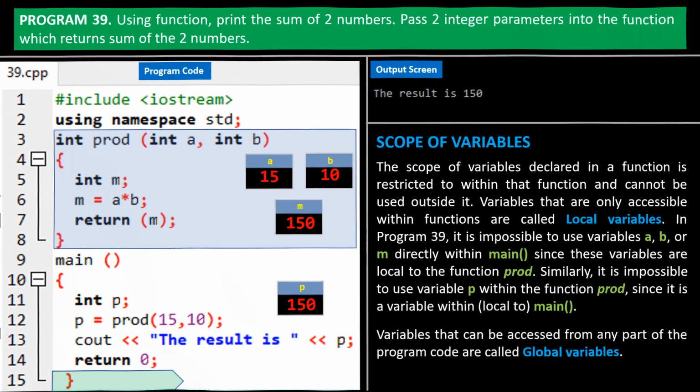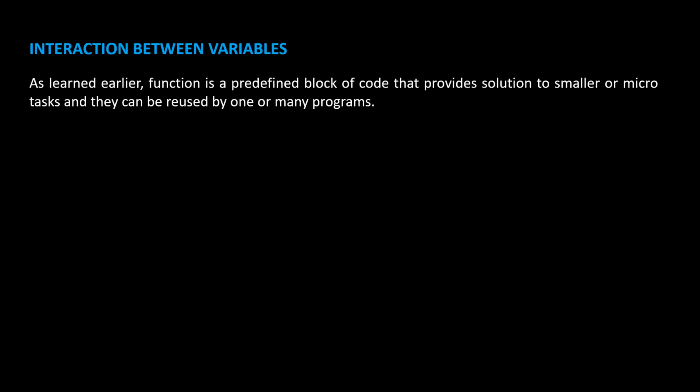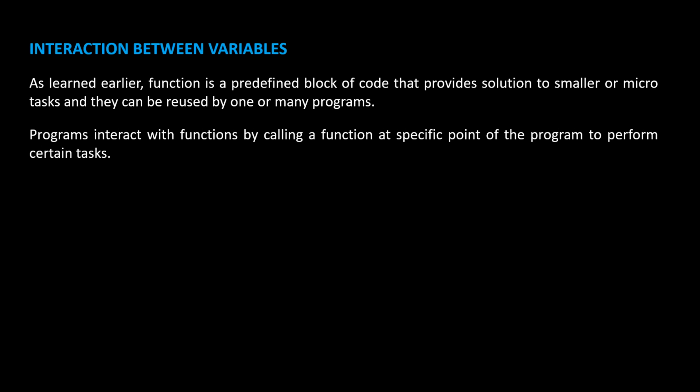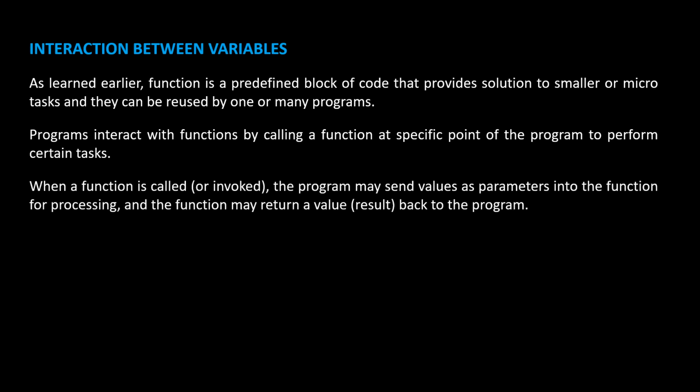Interaction between variables. As learned earlier, a function is a predefined block of code that provides a solution to smaller or micro tasks, and they can be reused by one or many programs. Programs interact with functions by calling a function at a specific point of the program to perform certain tasks. When a function is called or invoked, the program may send values as parameters into the function for processing, and the function may return a value or result back to the program.